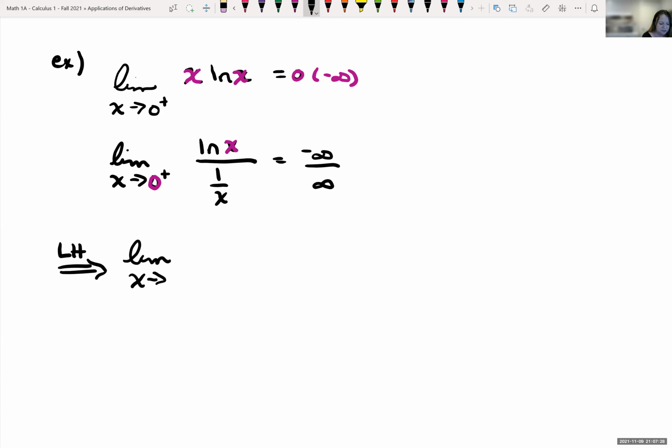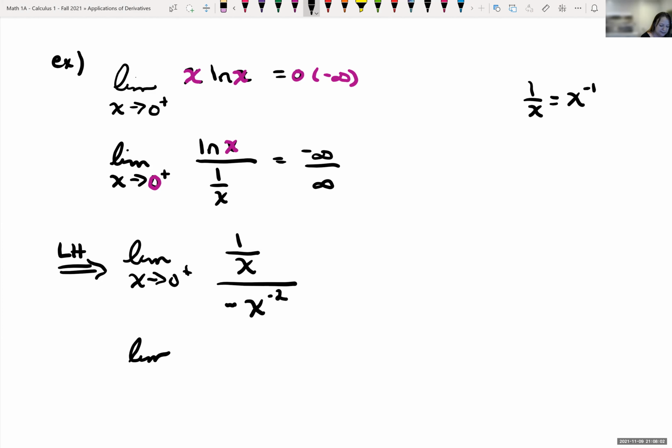And so we want to take the derivative of our numerator. So the derivative of the natural log of x, that is 1 over x, divided by the derivative of 1 over x. Well, recall 1 over x, that's the same thing as x to the negative 1 power. So let's take the derivative, writing it as x to the negative 1 power. So taking the derivative of x to the negative 1 power, that's negative x, subtracting 1 from our exponent, to the negative 2 power.